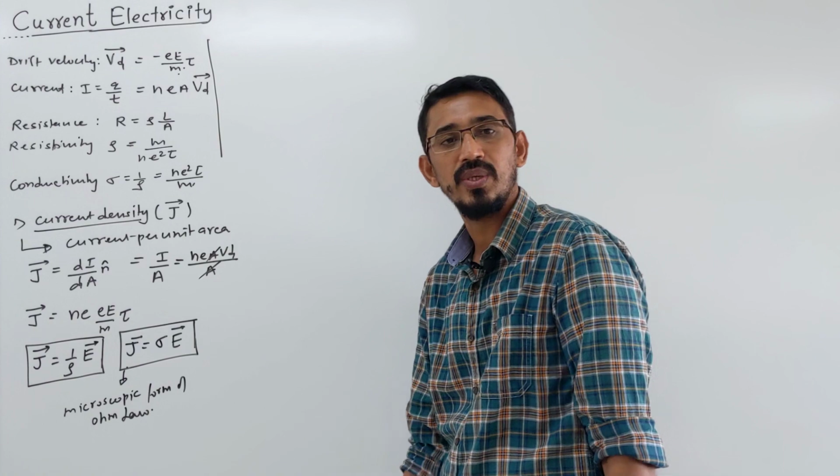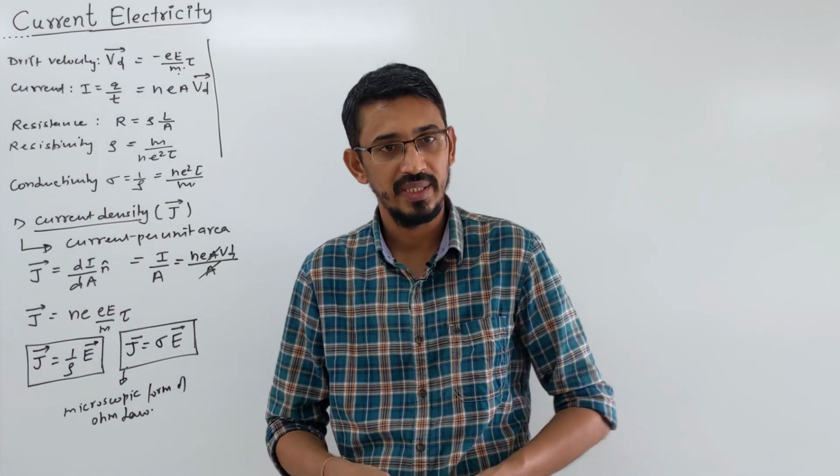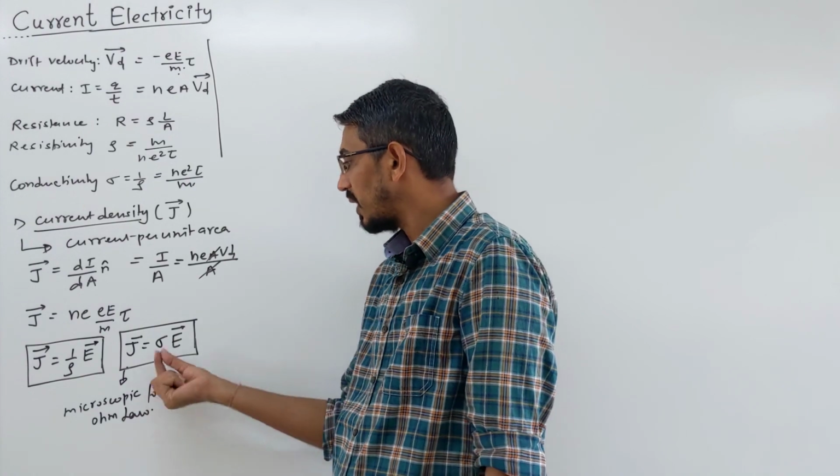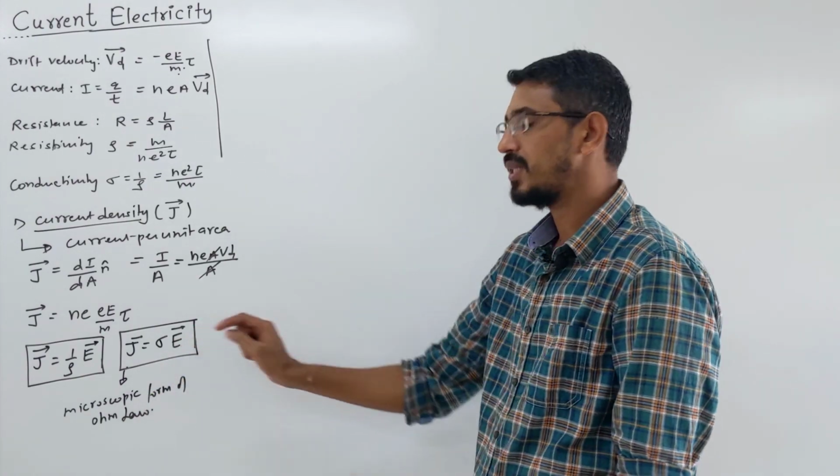How do we generally write Ohm's law? Resistance is V by I. That's Ohm's law. This is called what? The microscopic form of Ohm's law. Okay, so this is a little important. I will discuss numericals on this.